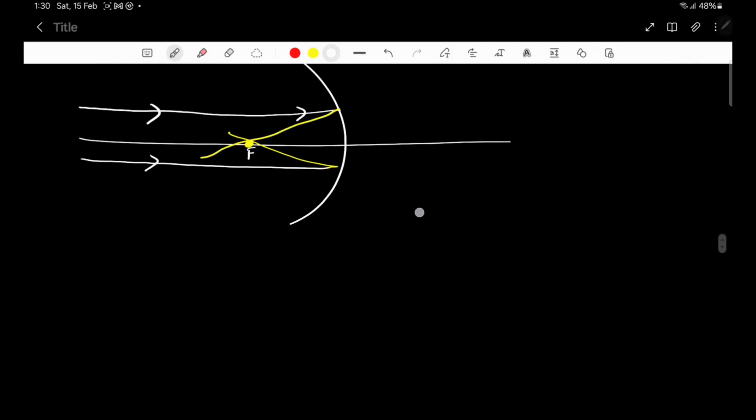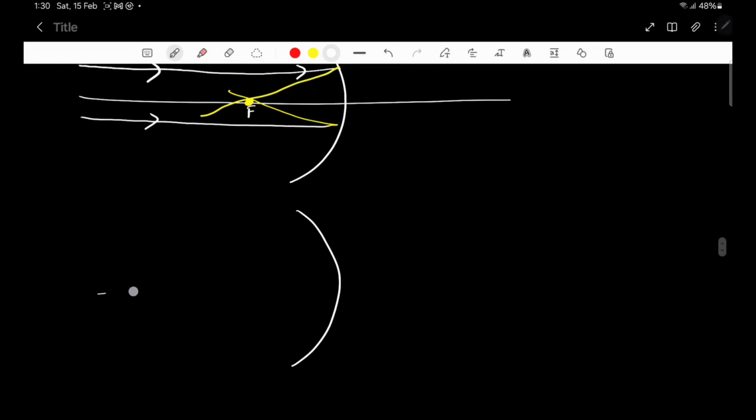Again we can consider another situation. This time again we have a concave mirror, with the center of curvature and the focal point. This time the object is not located at infinity, but at some finite distance. So the object is located beyond C.